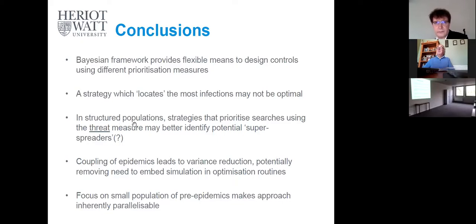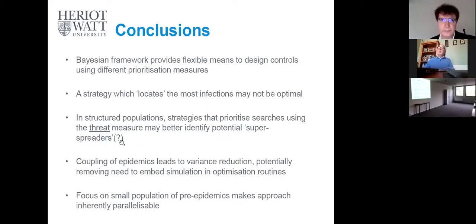Again, I think we've found that with structured populations, this effect is very strong, where you have a very clustered or potentially clustered epidemic. So strategies that prioritize searches using the threat measure tended to be best, although that is just 3 measures that we used. There are many other measures that we could think of that could possibly improve on that.